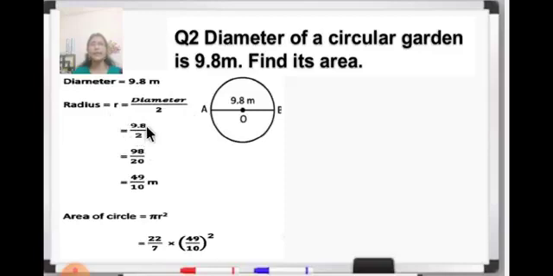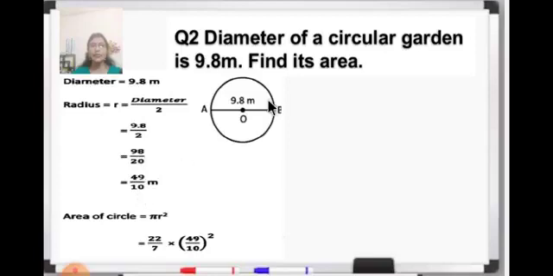So 9.8 first we'll convert it into fraction. So it will be 98 upon 10. And here in denominator you can see 2 is there. So 10 into 2 is 20, which is equal to 98 upon 20. You can write directly like this also. And then we will reduce it. So when you reduce this by 2, you will get 49 upon 10.